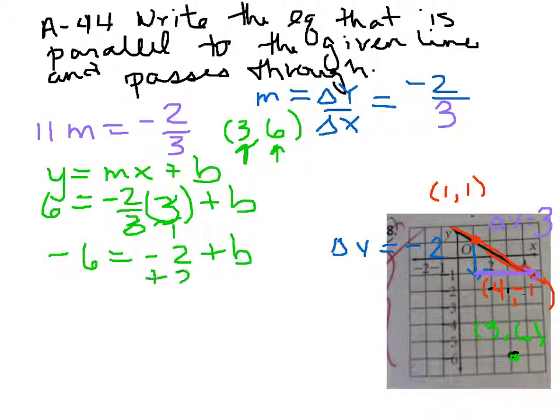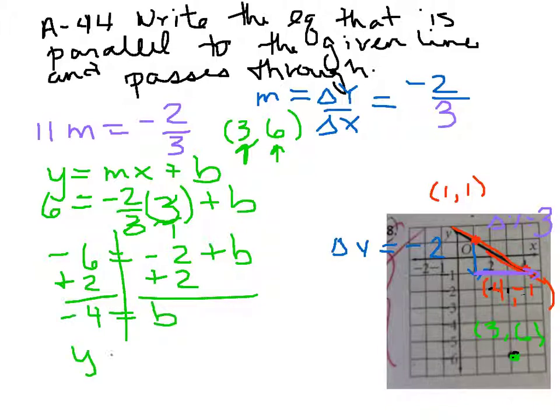We add 2 to both sides. We're well on our way. I have to hurry. 4 is equal to b, and our equation becomes y is equal to -2/3 x plus 4. There's our y-intercept, and that is our slope.